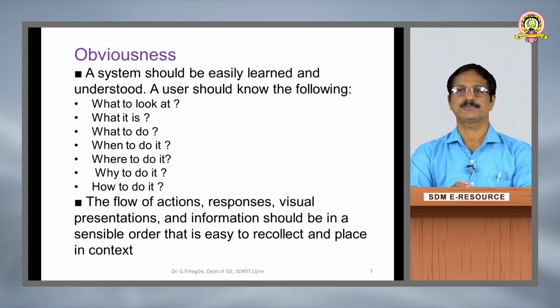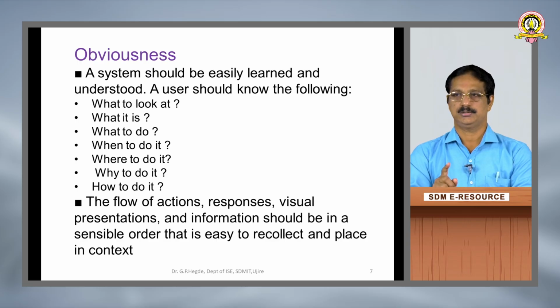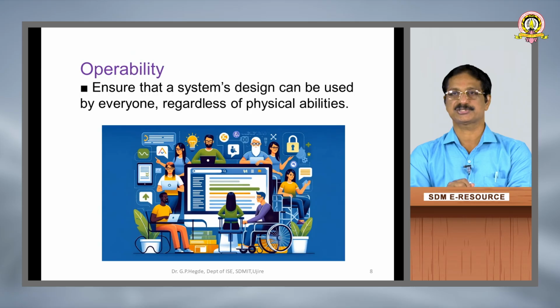Then obviousness. A system should be easily learned and understood. The user should know what to look at, what it is, what to do, when to do it, where to do it, why to do it, how to do it, the flow of actions, responses, visual representation. Information should be in a sensible order that is easy to recollect and place in context.